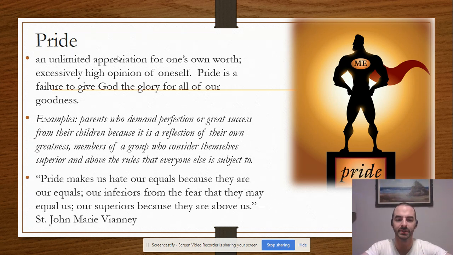This is a quote that really summarizes it a lot. See how pride and sin separate you from other people. One of my favorite saints, Saint John Marie Vianney, said, "Pride makes us hate our equals because they're our equals. You don't like your fellow students because you're always competing with them. You're trying to get on top of them, so you don't like them. Inferiors from the fear that they may be equal to us."